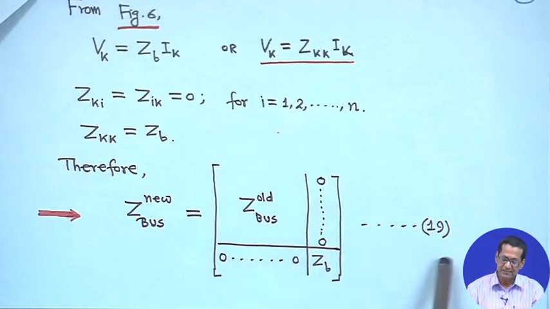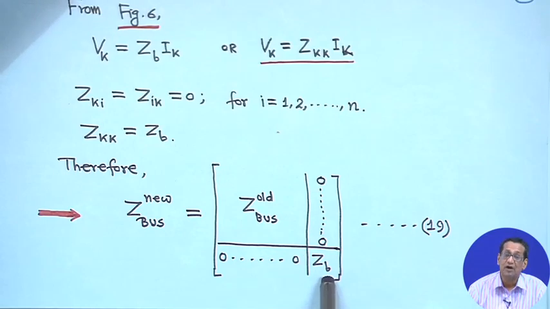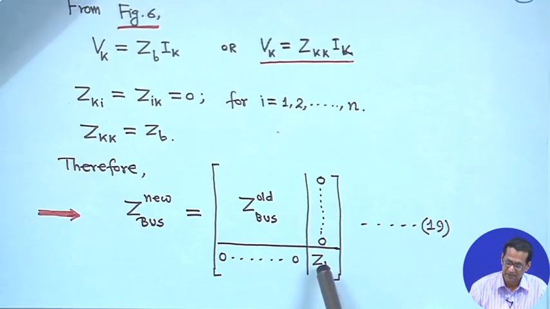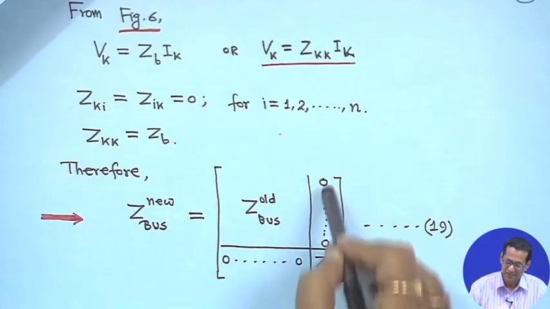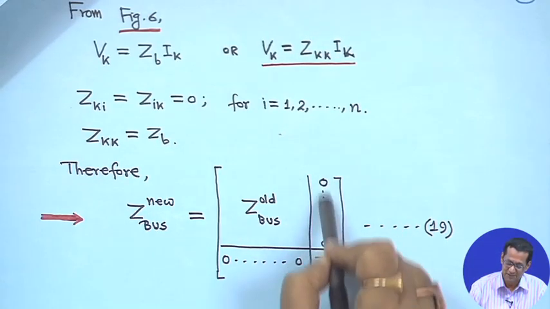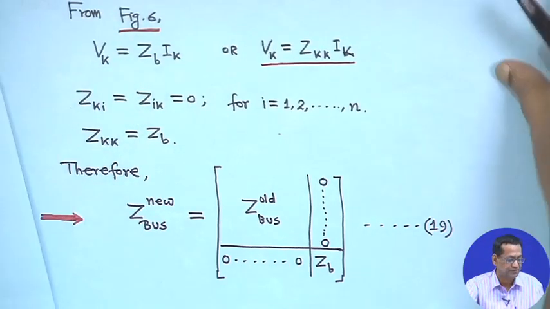So, this is equation 9, this is called type 1 modification. So, simple one, the first one. Only one element will be added to the diagonal of the old Z bus. And these are all zeros, this row and this column up to this, all elements will be 0.